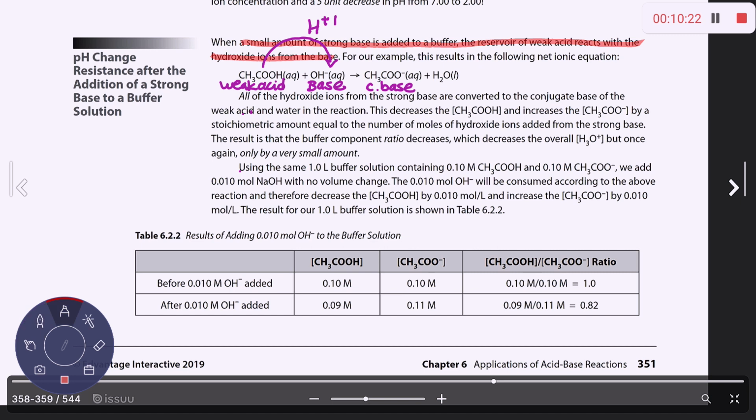Okay, so all of the hydroxide ions from the strong base will be converted to the conjugate base of the weak acid and water. So that means the concentration of your weak acid will drop, but your conjugate base concentration will increase, and that will obviously change the ratio. So the buffer component ratio will decrease. Okay. All right, let's take a look at the next page.